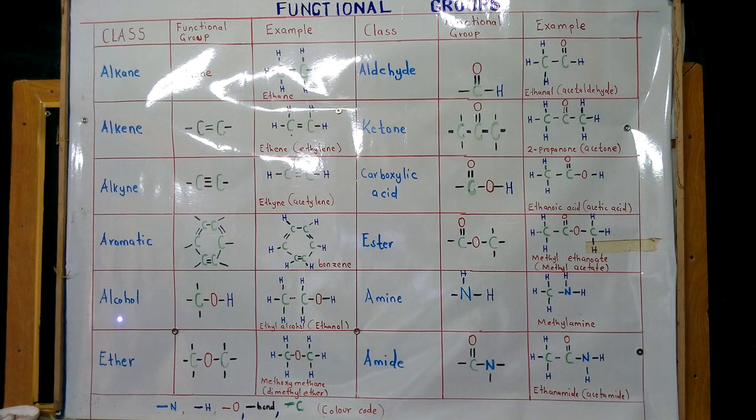And then we have what we call alcohol. Alcohol is also another class of organic compounds. The functional group for alcohol is C bonded to OH. Of course, we shall also look at this class of organic compounds.